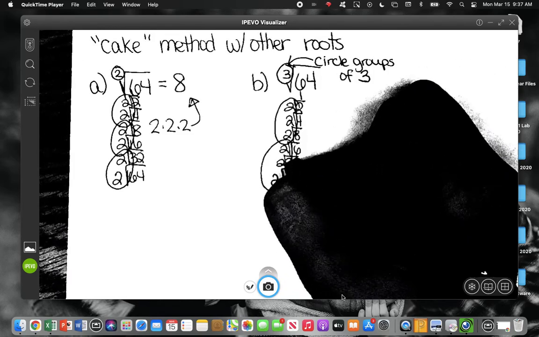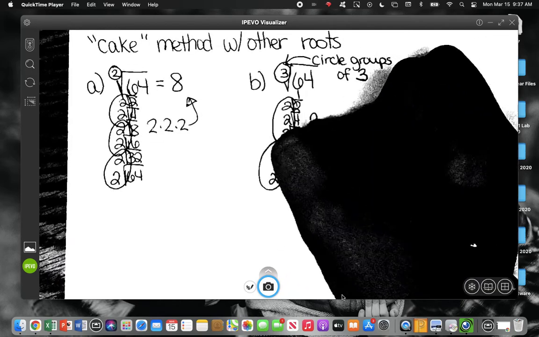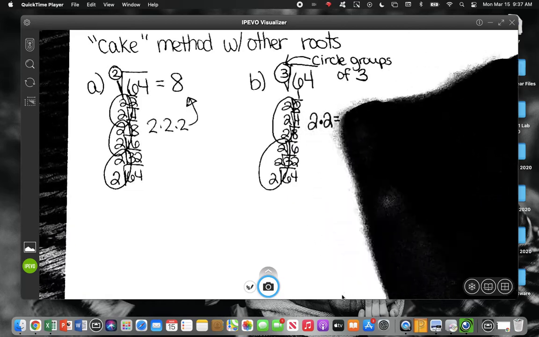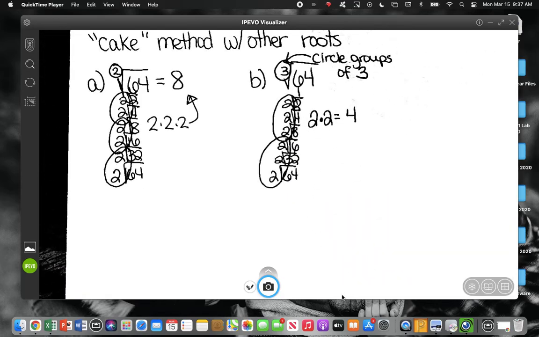So same thing, every group is just a number. 2 times 2 gives us 4. Now, another way that you would want to simplify this is you just want to ask yourself what number to the third power would give me 64. And 2 times 2 to the third is 8. You could do 3 times 3 times 3, that's 27. 4 times 4 times 4 is 64. So if you know that cubed root without doing the cake method, I'm okay with that, but that's how you would do that if you're not for sure.